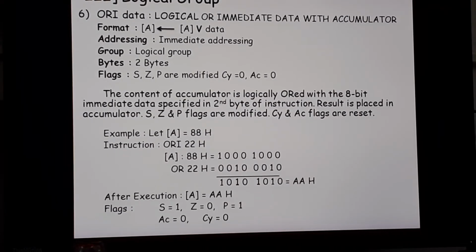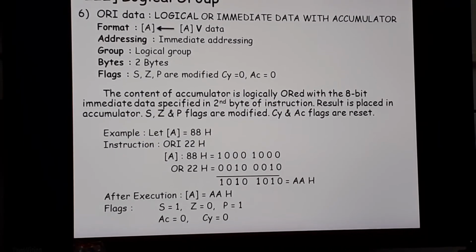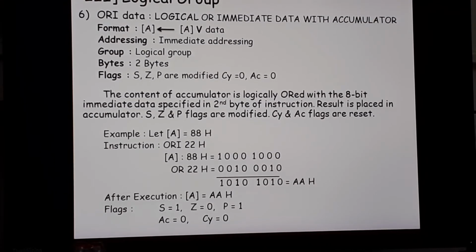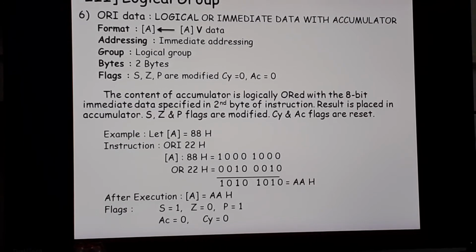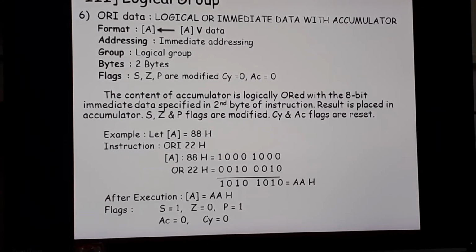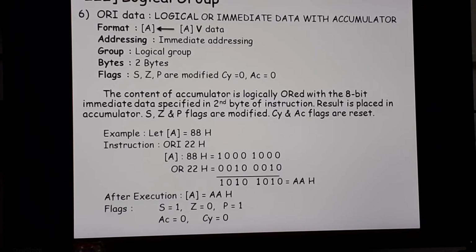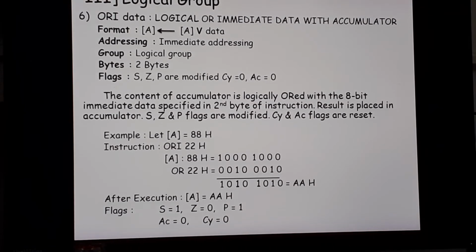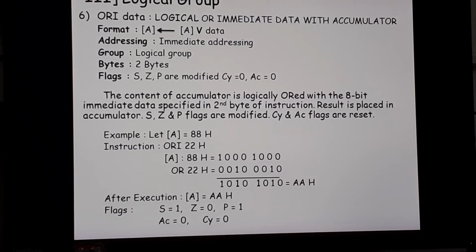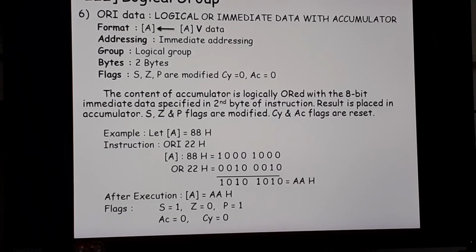So the last instruction in this video is ORI data, which stands for logical OR the immediate data with the accumulator. Format will be A OR data and the result is stored in the accumulator. Addressing mode will be immediate addressing mode. Bytes will be 2 bytes, since there is an 8-bit data present in the instruction. Group will be the same and the flags are the same as the previous.